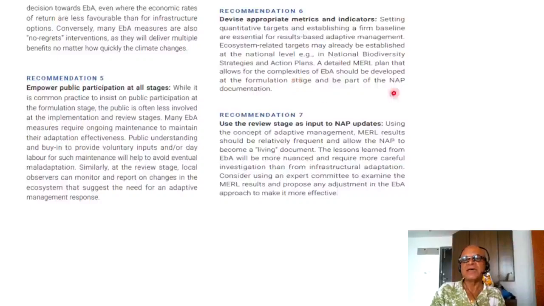A detailed MERL plan that allows for complexities of EBA should be developed at the formulation stage and be part of the NAP documentation. And again, I forgot what MERL is, so I will read this one and then tell you what MERL is. Use the review stage as input to NAP updates.